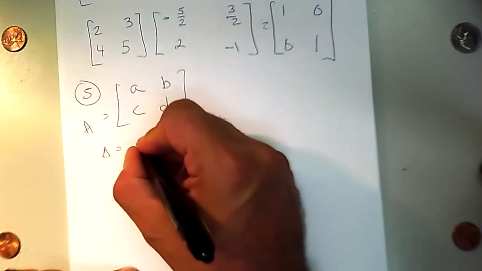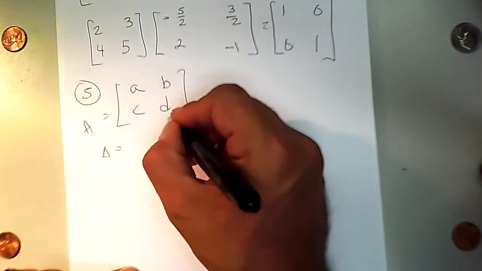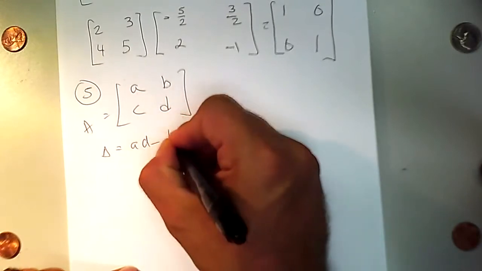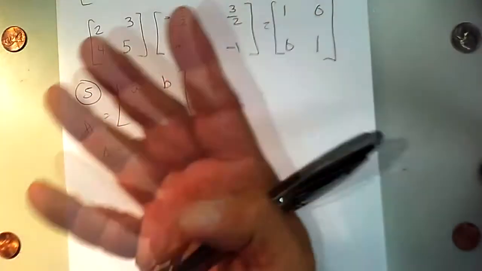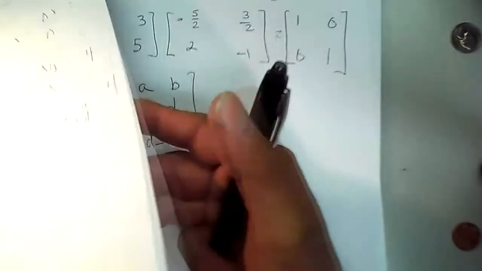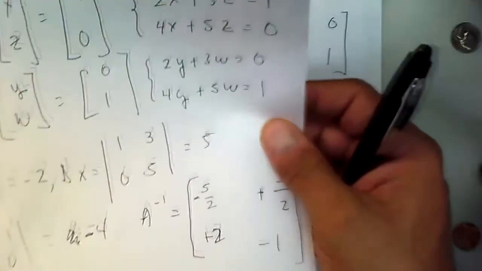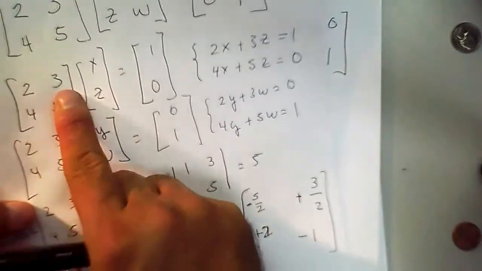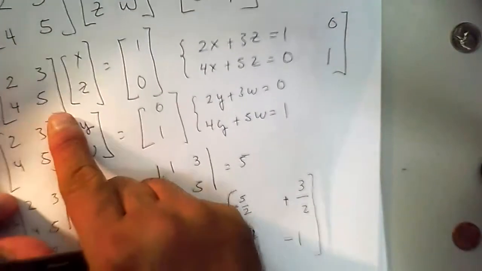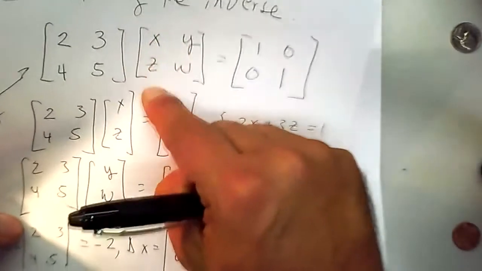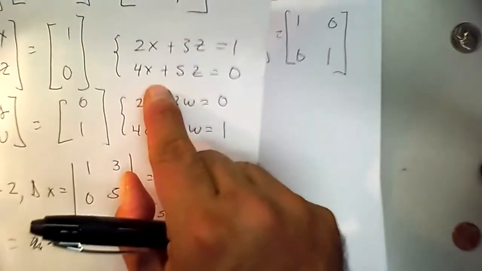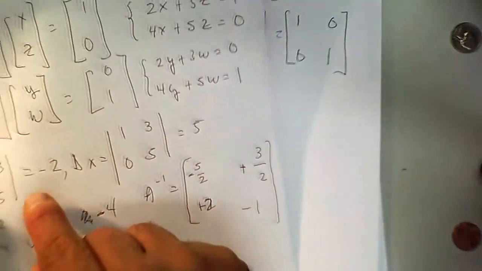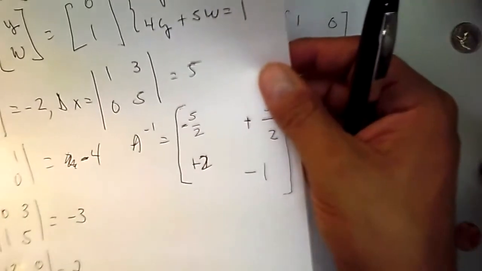Delta will be just a determinant, which is AD minus BC. And then there are 4 more determinants to do because we actually have 2 systems of equations. So pretend instead of having 2, 3, 4, 5, we have A, B, C, D, which really is 2 systems, 1 for this column, 1 for that column. And that means we have to do, let's see, boy.